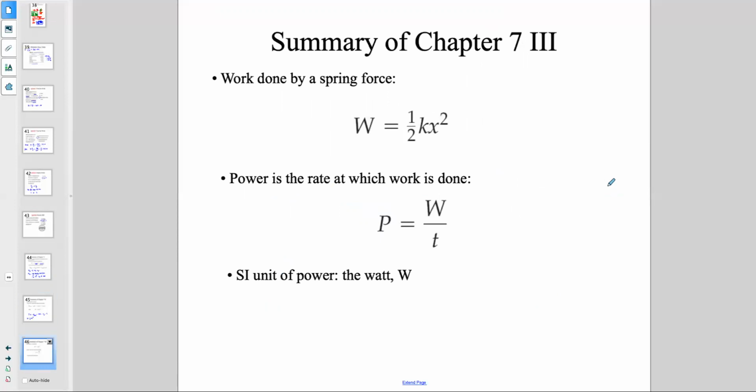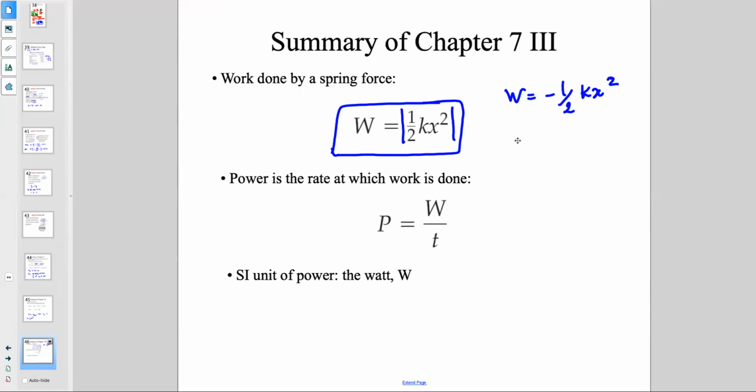So work done by a spring force is this. Now, if this is the work done, and you're talking about the spring, you can consider this work to be negative if you are considering the work. So this is the amount of work, in other words, the magnitude of work. But we know the work done by the spring is negative because the force of the spring is negative kx, okay? So the work has to be negative.